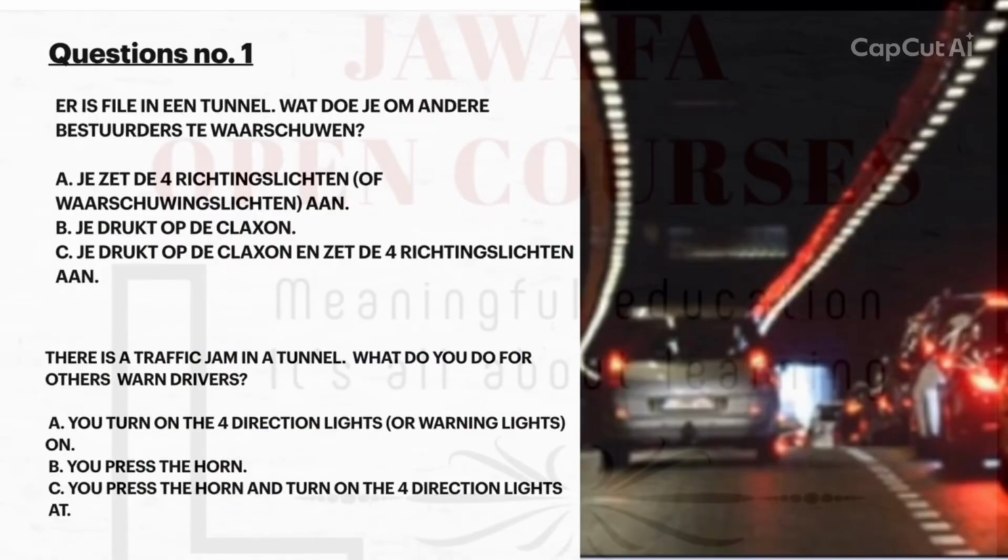Question number 1 is, if you're driving through a tunnel and encounter a traffic jam, what steps would you take to ensure that drivers approaching from behind are made aware of the situation? Option number A is that you will turn on your 4 directional lights or warning lights or hazard lights as they are known. Option number B is that you will press the horn. And option number C is that you will press the horn and also turn on all 4 directional lights.